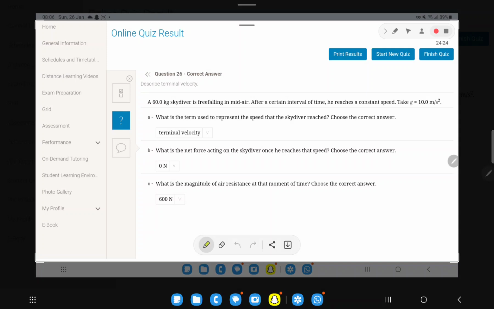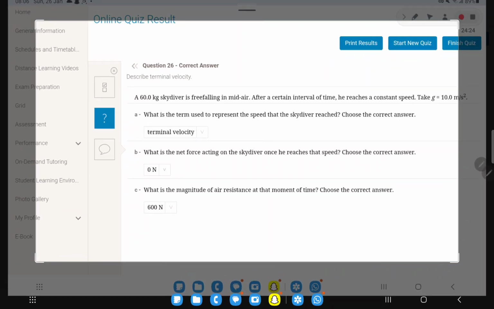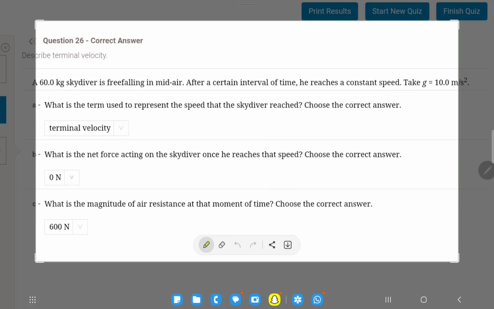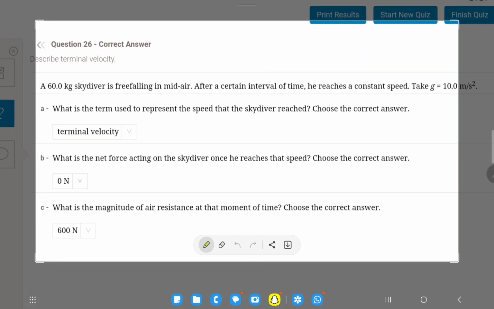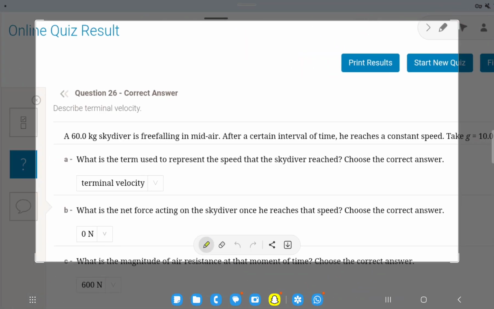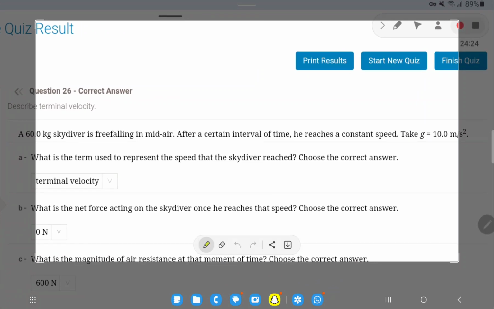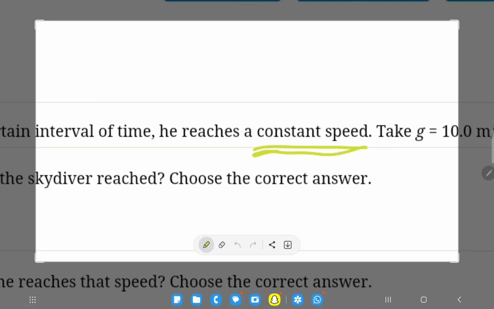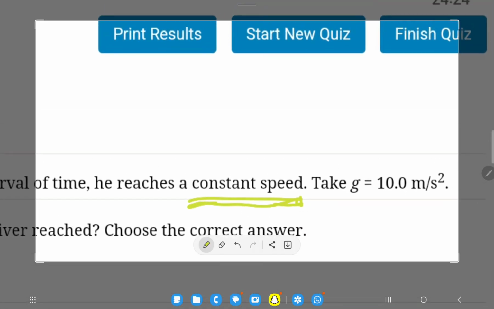A 60 kilogram skydiver is free falling in mid-air. After a certain interval of time, he reaches a constant speed. Take g is 10 meters per second squared. Now here, they are asking what is the term to represent the speed that the skydiver reached. Now we know that it's a constant speed while free falling. We also said that when it's a constant speed while free falling, the body has reached terminal velocity. So the term here is terminal velocity.